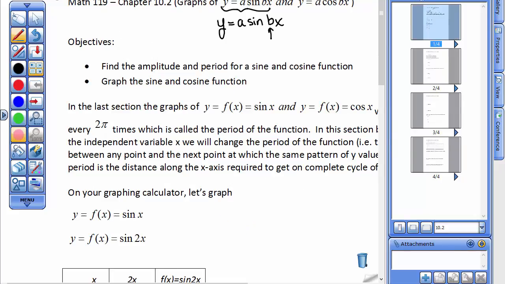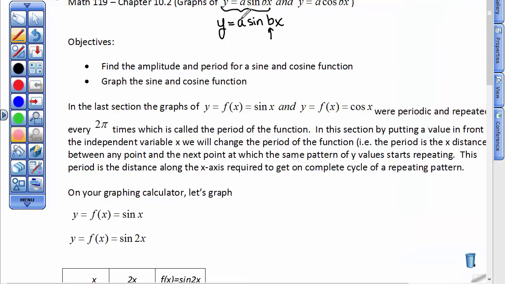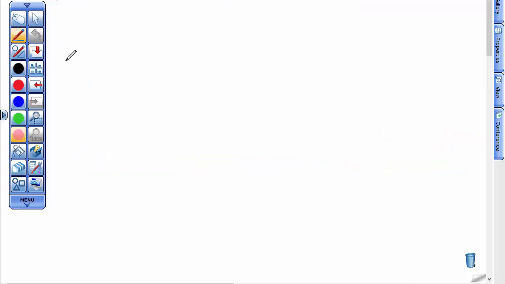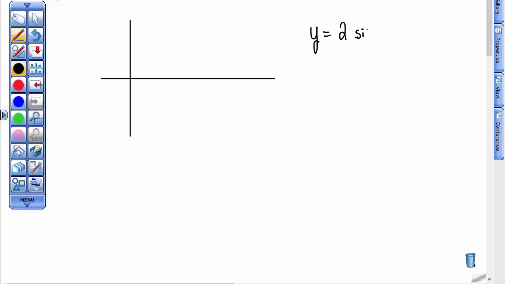Now what we're going to study is y equals a times the sine of bx. And actually, I'm going to go back one more time. I forgot to state, as I was reviewing with you, what happens when I put a numerical value in front of the sine. So let's go ahead and call this y equals 2 times the sine of x.